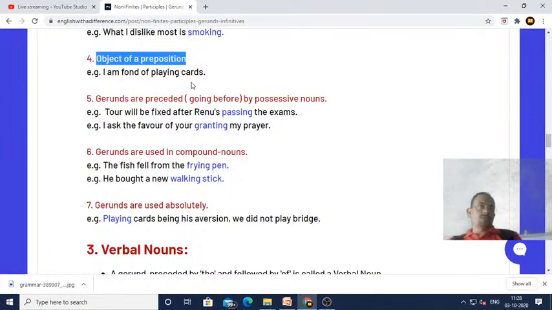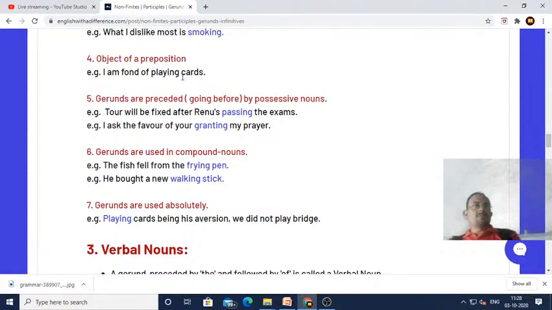Next, dear students, you see the next example, object of a preposition. Okay, object means what? Do you remember what is object? As I told you, object is something that goes after. It can be after a verb, it can be after a preposition, etc. So always remember, object is something that goes after something. So object of a preposition means the gerund will go after the preposition.